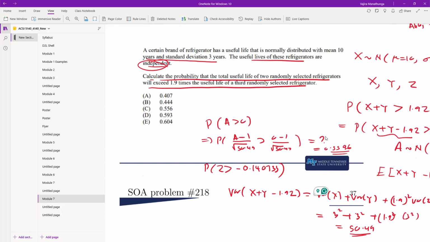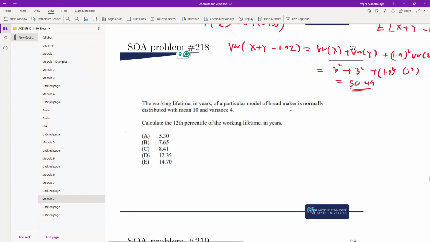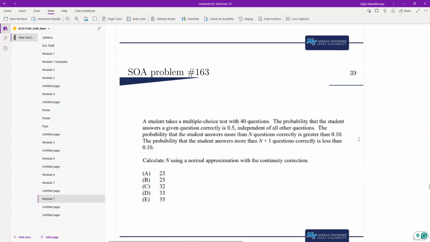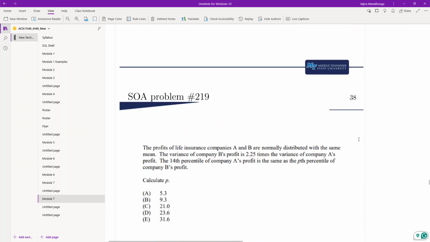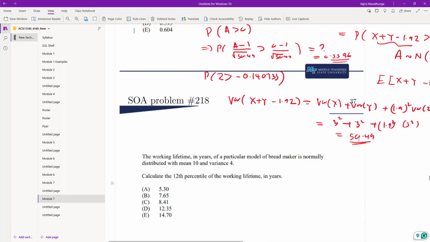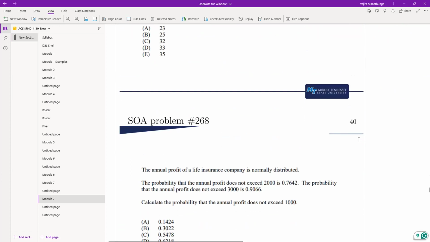Since we use a calculator, actually at the time when they wrote this one, they had a table. So I think it should be 0.556 because the table values are not as close as the ones we are using right now, from the calculator. So I'm going to skip the remaining problems. You can try and then let me know how it goes. If you need my help, let me know.